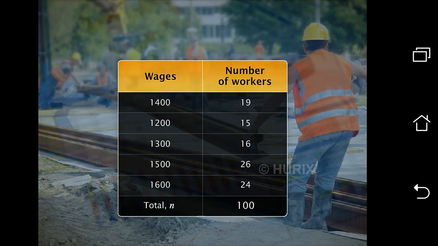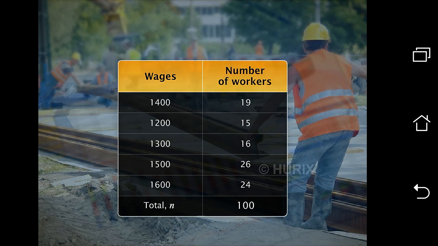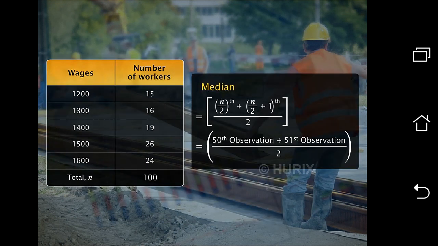Now, consider this frequency distribution of the monthly wages of 100 workers in a factory. We have to find the median wage for this data. For finding the median, we must arrange the given data in the increasing or decreasing order. Let's arrange it in ascending order. Note that you can also arrange it in descending order. For this data set, the total number of observations n is 100, which is an even number. So, the median is the mean of the 50th and the 51st observations.